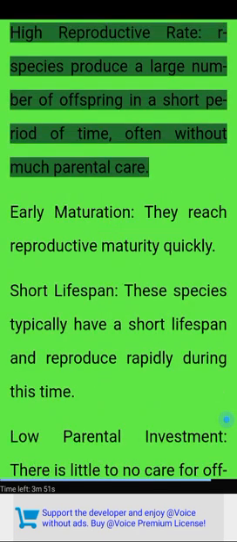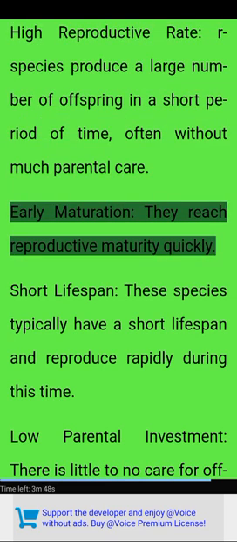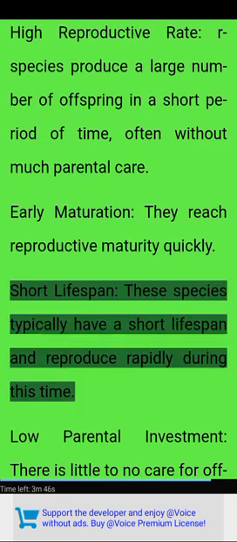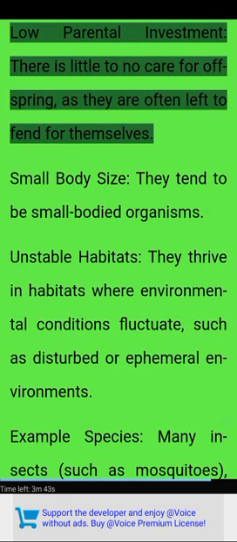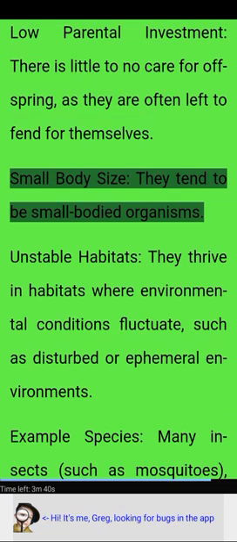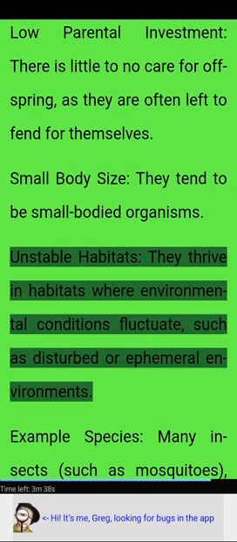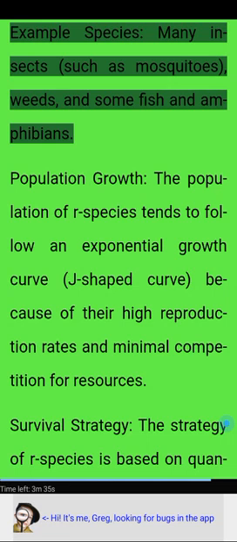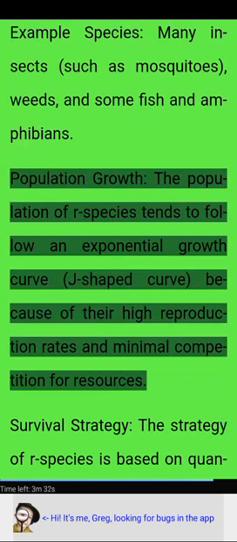Characteristics of r species. High reproductive rate. r species produce a large number of offspring in a short period of time, often without much parental care. Early maturation. They reach reproductive maturity quickly. Short lifespan. These species typically have a short lifespan and reproduce rapidly during this time. Low parental investment. There is little to no care for offspring, as they are often left to fend for themselves. Small body size. They tend to be small-bodied organisms. Unstable habitats. They thrive in habitats where environmental conditions fluctuate, such as disturbed or ephemeral environments. Example species. Many insects such as mosquitoes, weeds, and some fish and amphibians.